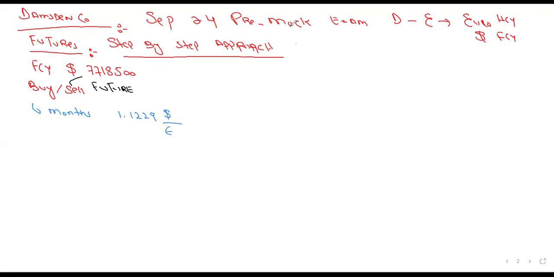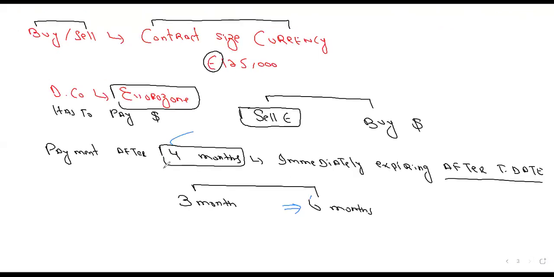See, guys, again, it cannot be 3 months. The rule is to take the contract which is expiring immediately after the transaction date. So if you are going to do the transaction after 4 months, then the one coming immediately after the 4 months is the 6 months. You cannot state the 3 months, that will be wrong.